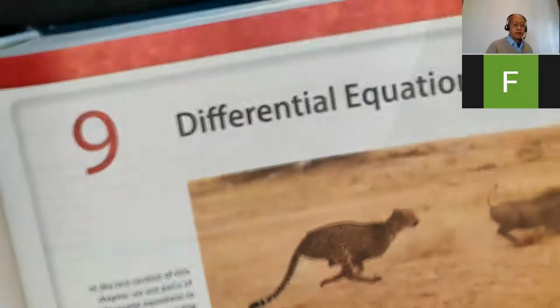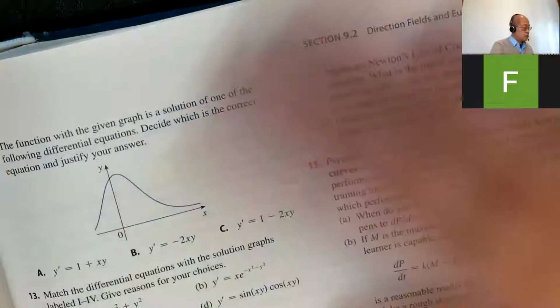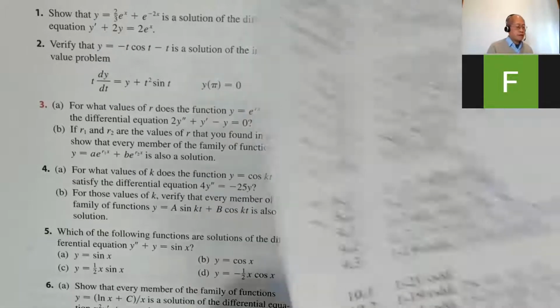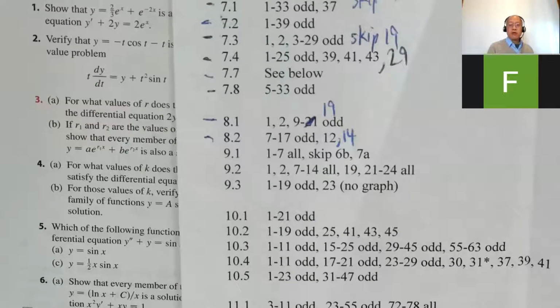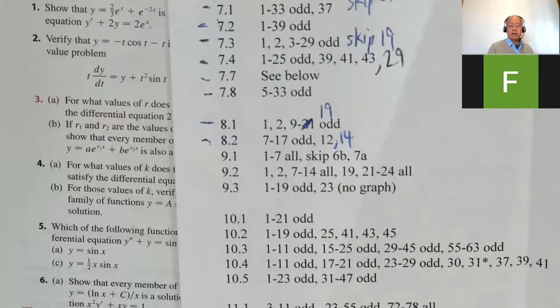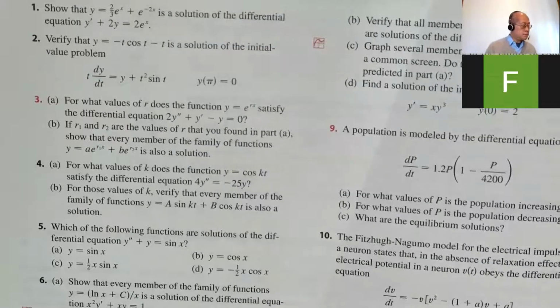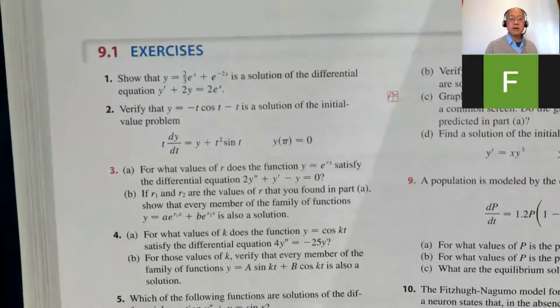So, differential equations. What are differential equations? Let me show you a little bit of the homework. What do we have for the homework? 9.1, 1 to 7, skipping 6b and 7a. So just up to 7. I just have to show you 1 through 7. It's on page 590. So here we go.